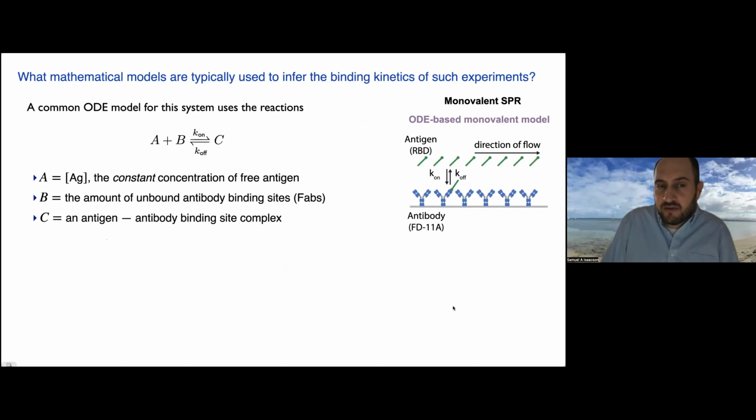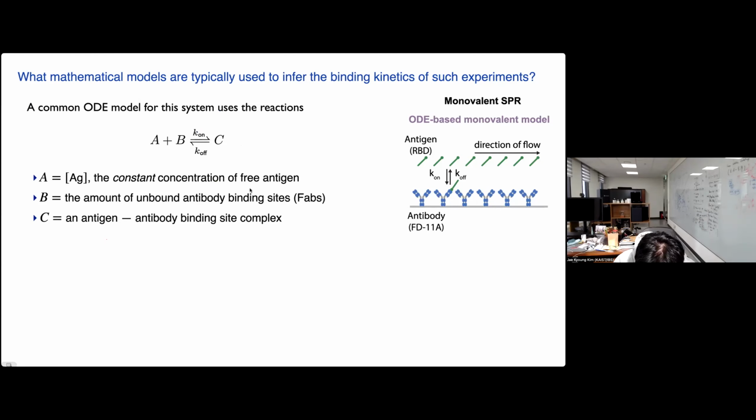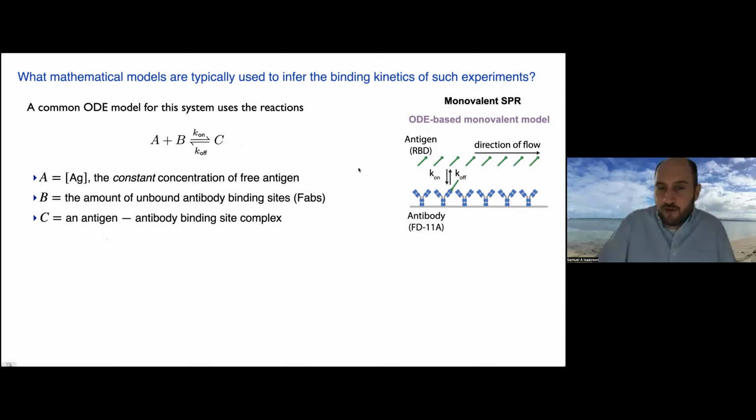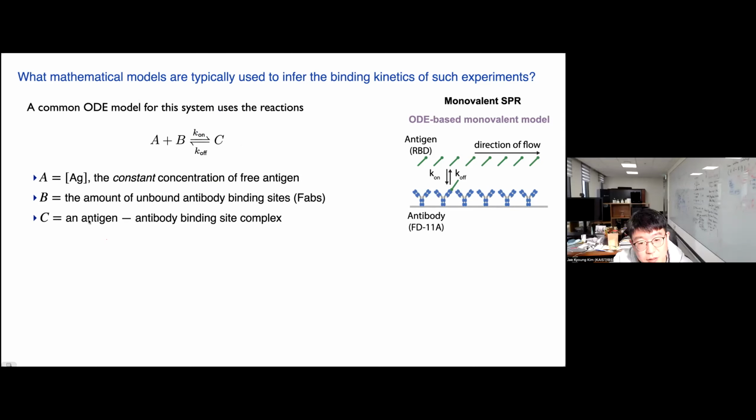So what would be the mathematical model? The simplest model that one could build for this, and we're going to get more complicated as we go, would be to assume a simple reaction of this form, where this constant concentration of antigen A, which I'll call AG, can bind to unbound antibody binding sites. So there's twice as many binding sites as antibodies. And then they form a complex with the antigen attached to the arm of the antibody, which is C.